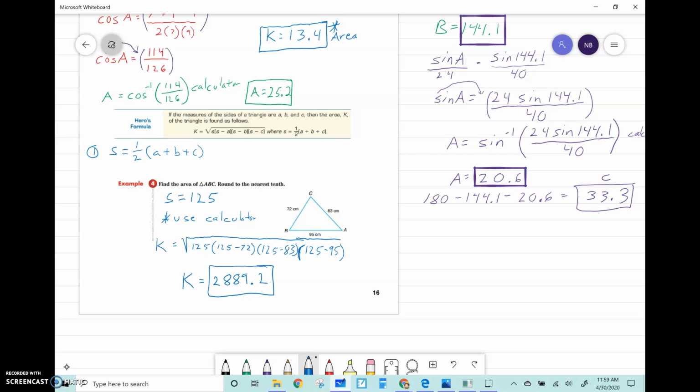Now the most challenging part about this section is figuring out what formula you're going to use, but you're going to be able to use pretty much your calculator for all of your calculations.